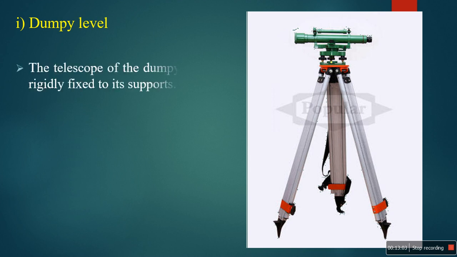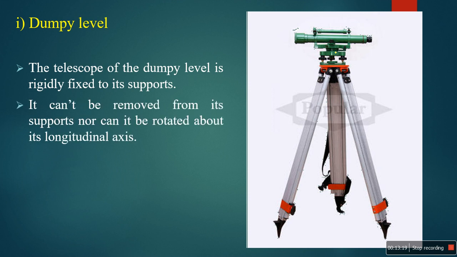The telescope of the dumpy level is rigidly fixed to its support. Whatever telescope is there, it is fixed on these rigid supports. It cannot be removed from those supports. One more condition of this instrument is that the telescope is not rotated about the horizontal axis or longitudinal axis. It can see only from this side to this side. It cannot see the other sides.